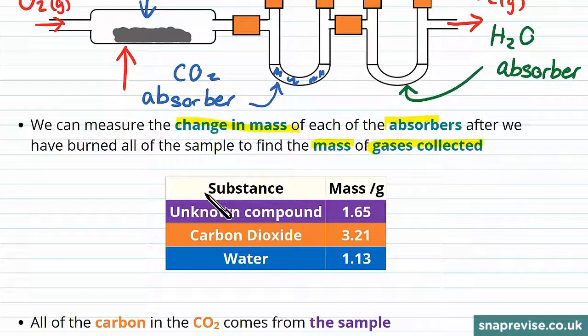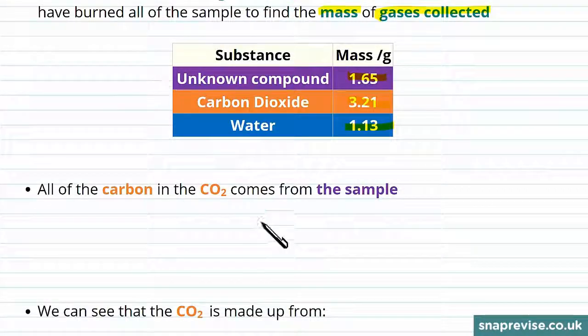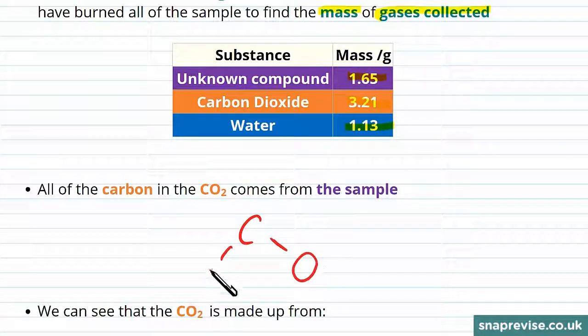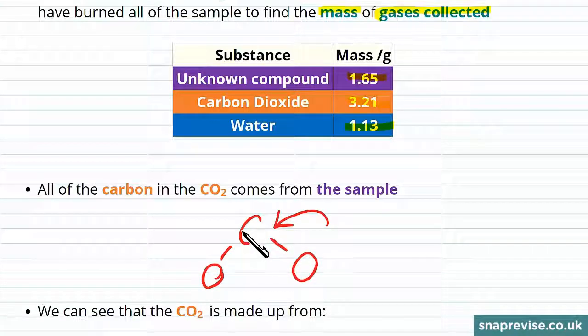We can summarise the type of data we'd collect in a table like this, where we know the amount of compound we've burnt is 1.65 grams, and then the amount of carbon dioxide that got trapped in the absorber was 3.21 grams, and the amount of water that got trapped in the next absorber was 1.13 grams. So carbon dioxide is only made up of carbon attached to two oxygen atoms. The oxygen comes from the oxygen we burn the sample in, but all of the carbon within the carbon dioxide is going to come from the sample itself. This is where we're getting that source of carbon.